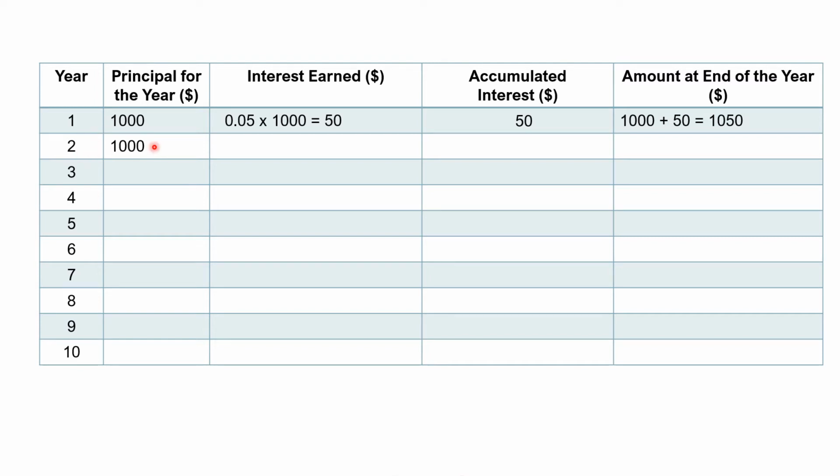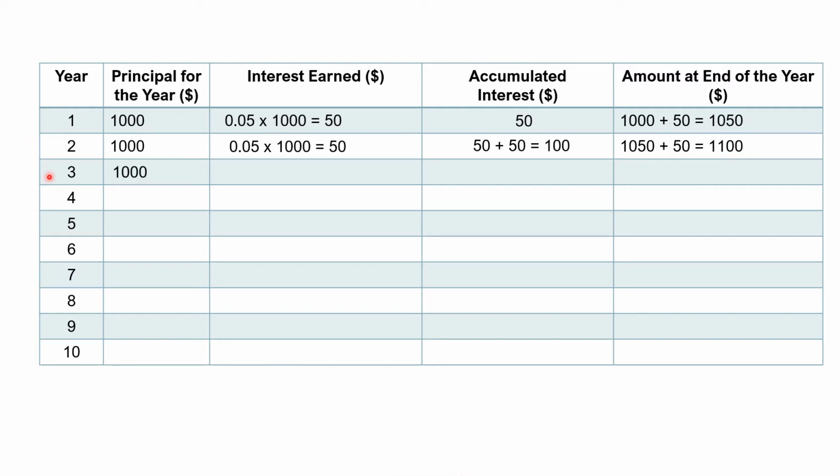So for her second year, she takes her $1,000. She makes another $50 on it. So her accumulated interest, that means added together, she's now got $100 of interest that she's made. And at the end of her second year, she has $1,100 because she has her $1,050 from before and another $50. So she's at $1,100.